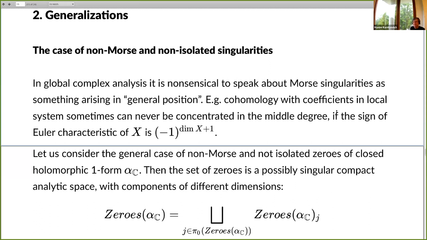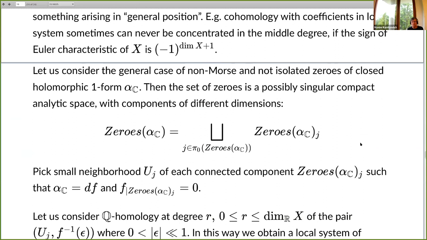And it doesn't make sense to speak about Morse singularities. It's something of general position, because we have only finitely many parameters, and not enough. And there are even cohomological reasons why you cannot achieve more singularities. For example, suppose you have a variety and the Euler characteristic of X has the wrong size. So one cannot have all cohomology in the middle degree. And the same will happen for all Kashiwara-Schapira local systems. And then immediately you see that it cannot have just isolated zeros. Zeros are always non-isolated for a one-form by this cohomological reason. So it's a very robust global reason.